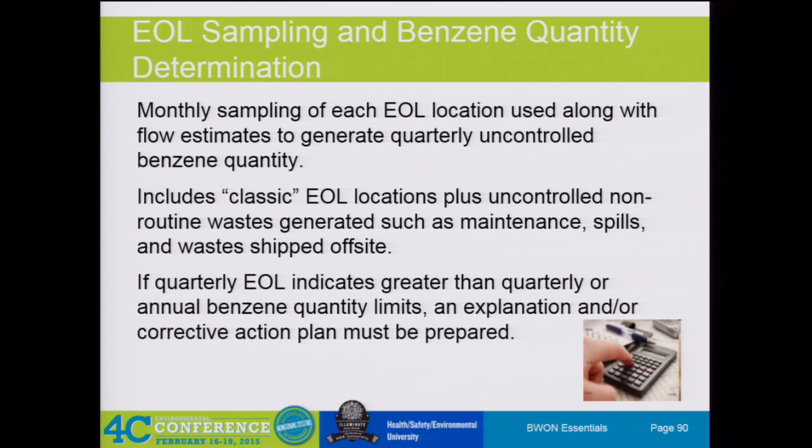Does everybody keep track of this on a monthly basis? It's really hard to do. So what I would suggest that you do is just make an estimate. Once you've done it for a few months, you can start estimating what your waste shipped off site is going to be and then the benzene quantity associated with that. It's a lot easier than trying to track manifests on a monthly basis, because you're always behind on your manifests, right?